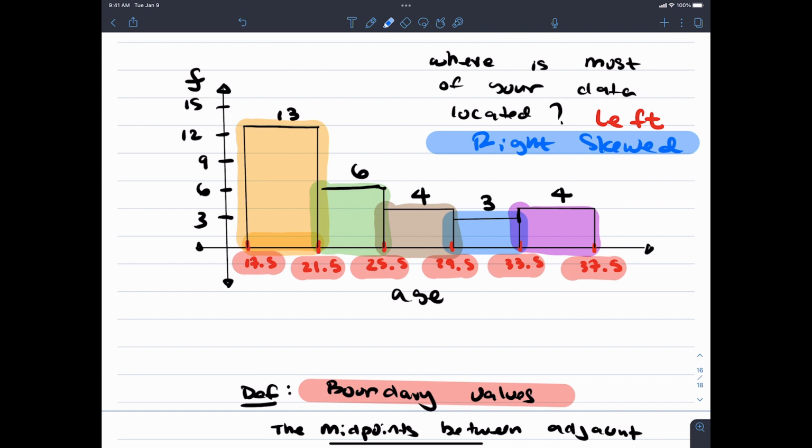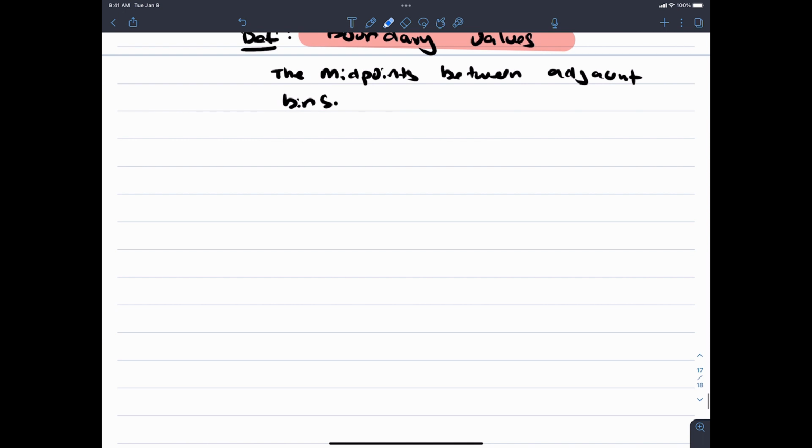All right, you guys okay with that? Most of the data is on the left. We say it's right skewed. So I'm going to put some notes here.